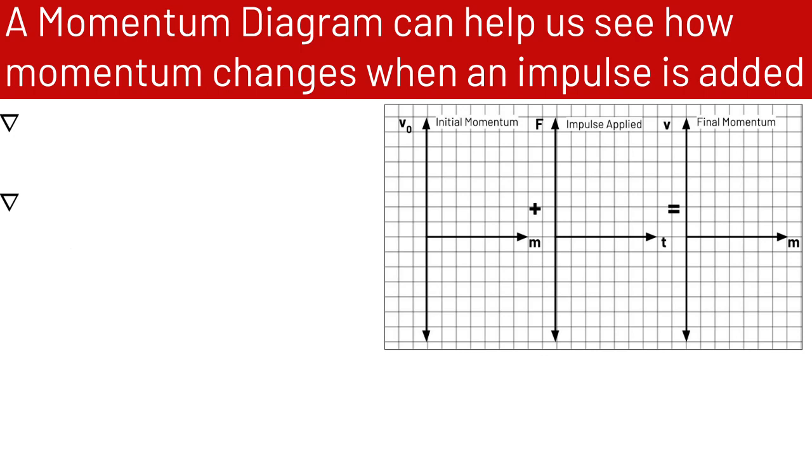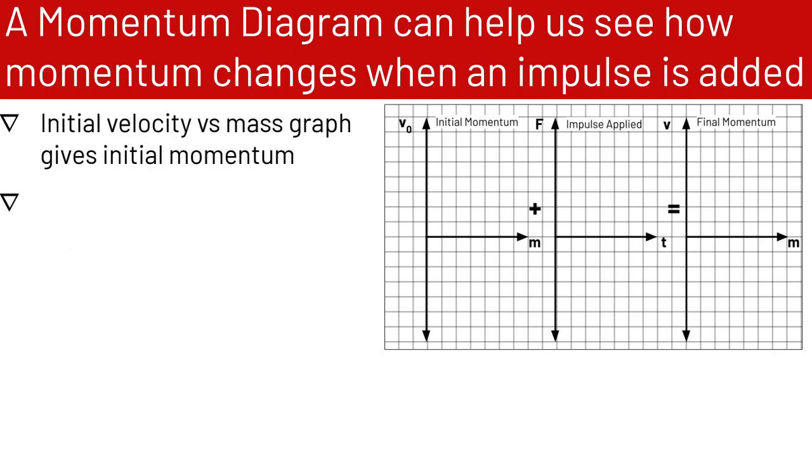We're going to look at momentum diagrams and how they can help us see how momentum changes when an impulse is added. So we start with an initial velocity versus mass diagram, or mass graph, and that gives us the initial momentum. So we have velocity versus mass, and that gives us momentum. So the area of this graph gives us momentum inside here.